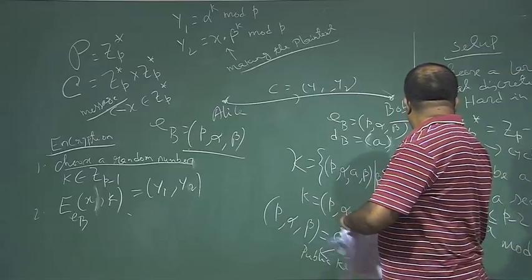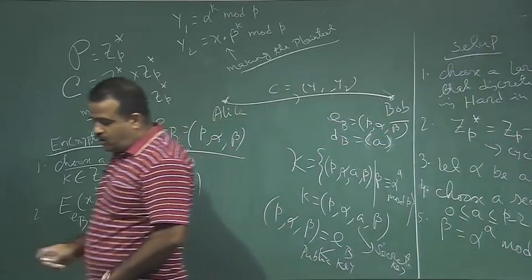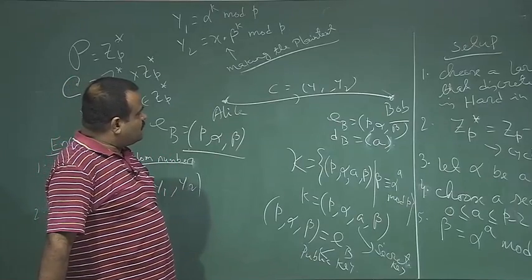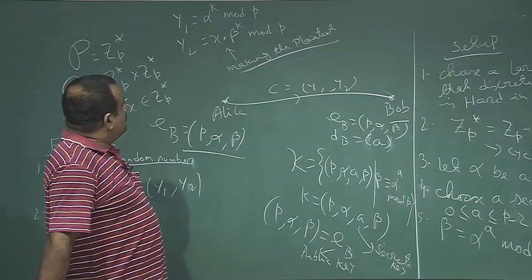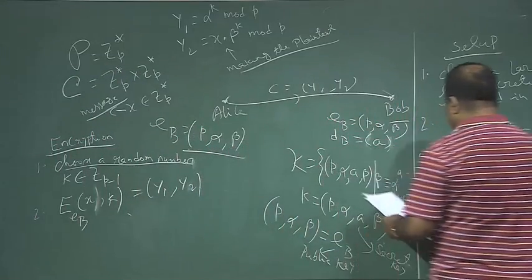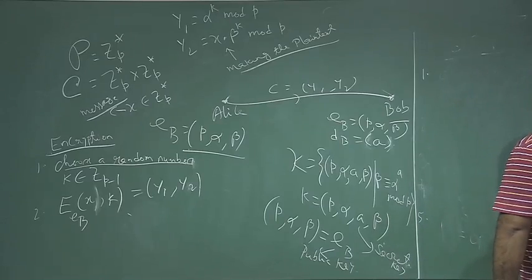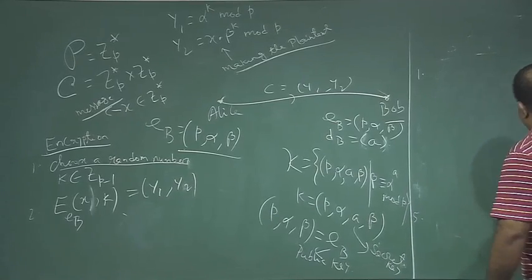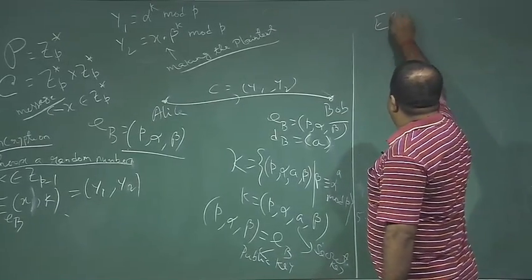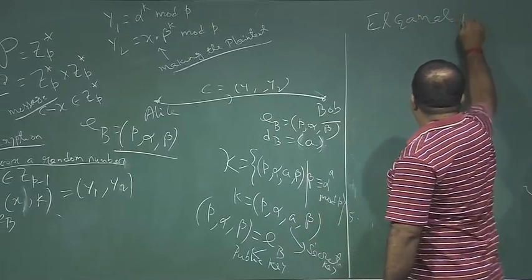Now, how will Bob decrypt it? Bob is getting this ciphertext, and upon receiving it, Bob has to get back the message x. So how can Bob do that? That is called decryption, ElGamal decryption, and this has to be done by Bob.